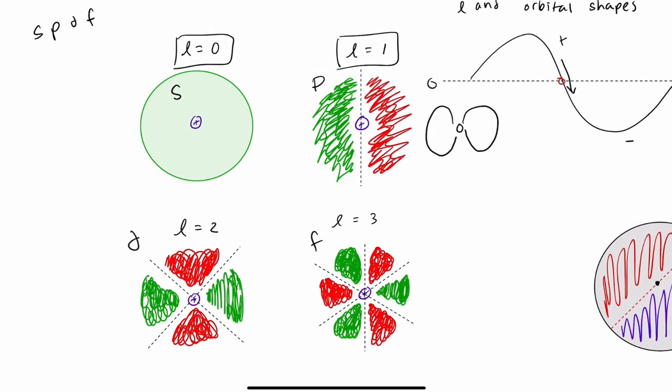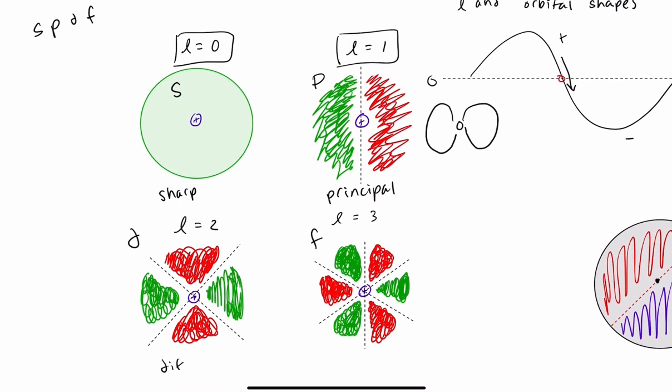If you're wondering why we call them S, P, D, and F, it's more of an experimental reason. S stands for sharp, P stands for principal, D stands for diffuse, and F stands for fundamental. However, these don't really have anything to do with the shapes of the orbitals, so with the content knowledge that we have now, I would just memorize the order S, P, D, F for 0, 1, 2, and 3.